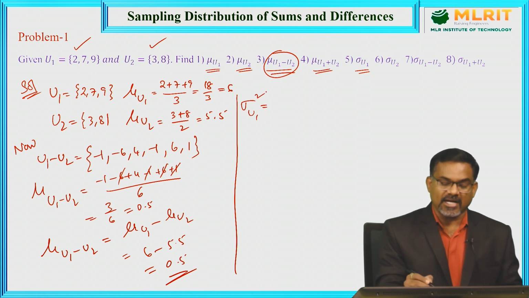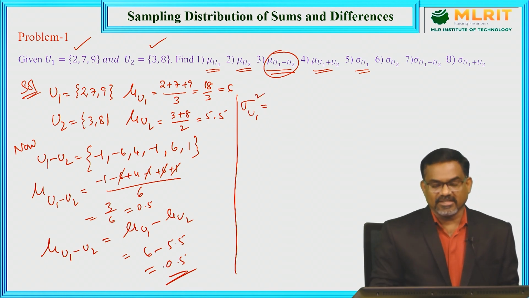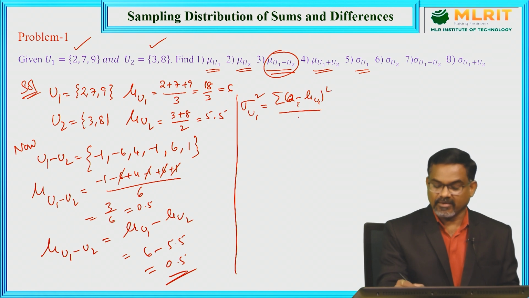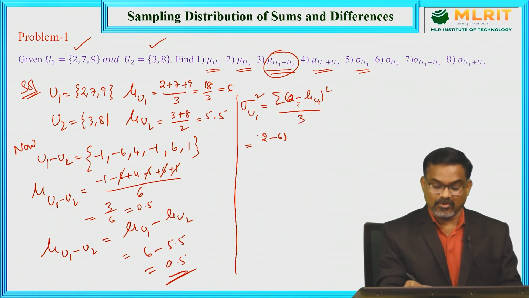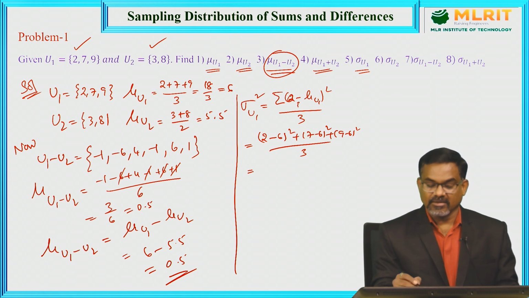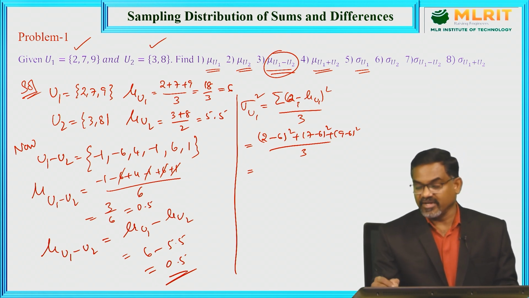So, to find the standard deviation, let us calculate the variance first. So, the sum of the squares of the deviations. That means, for example, for U1, each element minus the corresponding mu U1, whole square, divided by the total number of elements. So, that is 2 minus 6 whole square plus 7 minus 6 whole square plus 9 minus 6 whole square by 3. Like this we can calculate the variance first, then the standard deviation also.